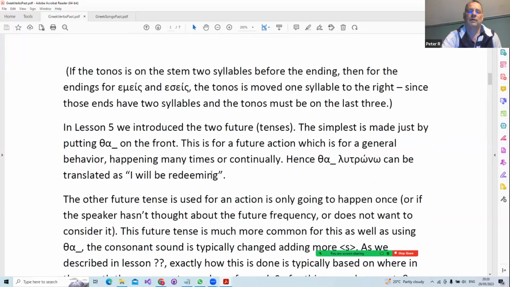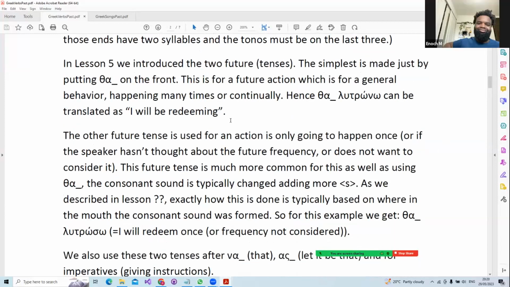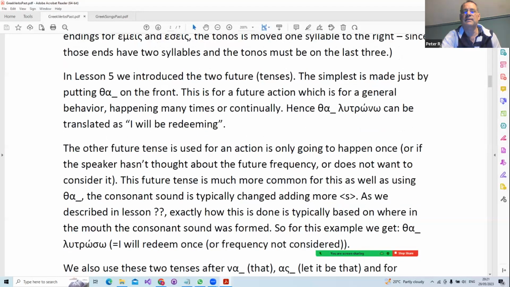Okay. A bit of an odd example, but we're just really doing an exercise here. Exercise on verbs. Obviously I myself can't really redeem anyone. I suppose I could redeem time. Anyway. So the other future tense, you have to get some S coming into the end of this consonant.